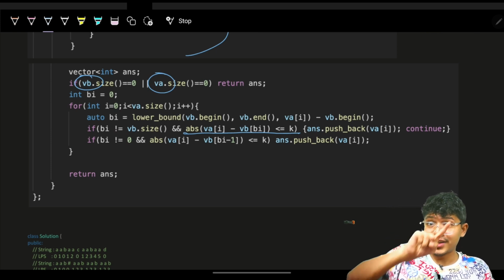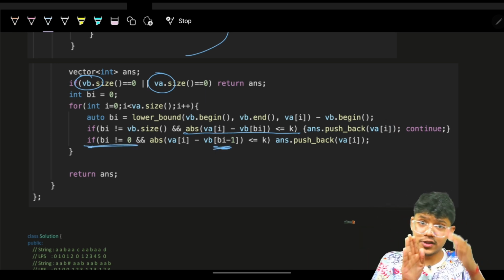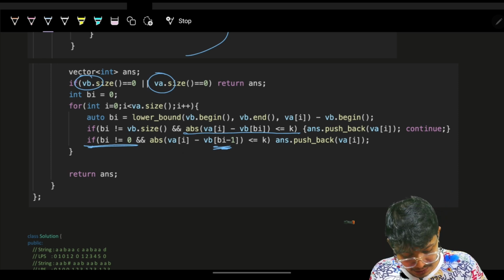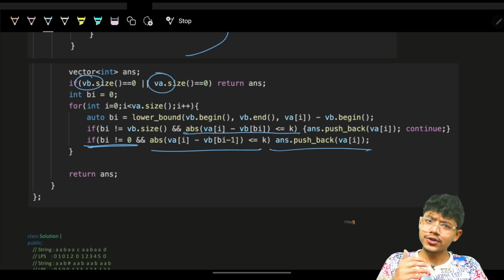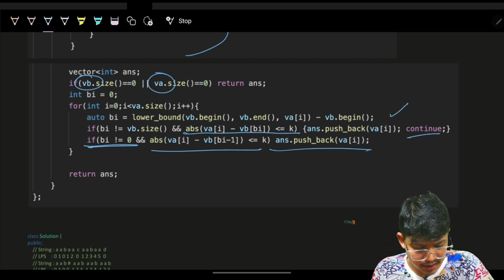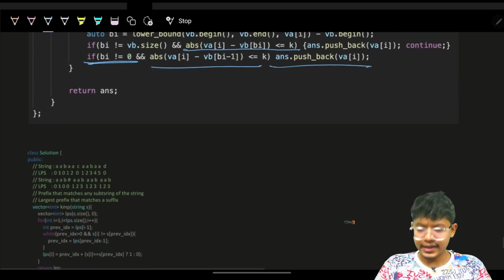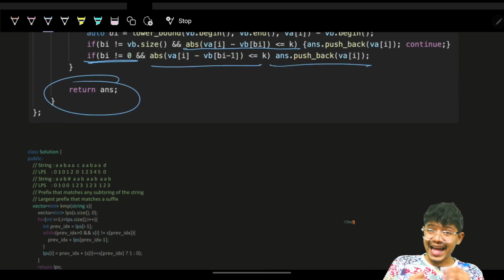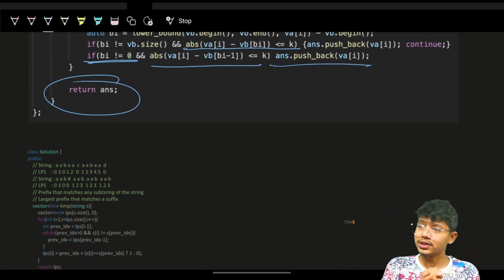But you will also try for a smaller value. So if it is not equal to 0, then you will do a minus 1, which means just one index before. If this is less than or equal to K, then you can just push this. So you will try for both the values. If this is okay, then simply continue. If not, then you will just try for this value also. And then ultimately you can simply return the answer. And that's how you can solve this by using binary search and KMP. I hope that you got it. Bye bye.